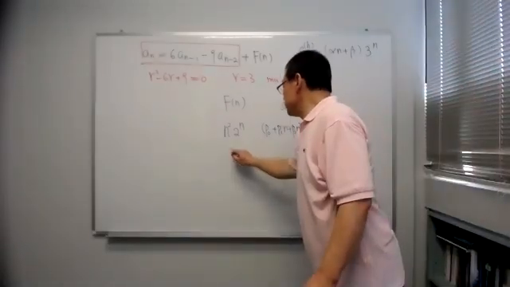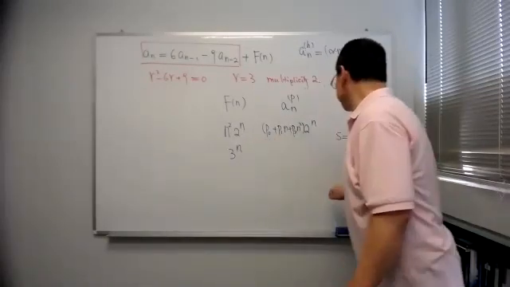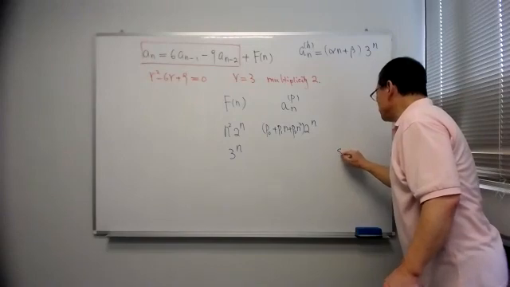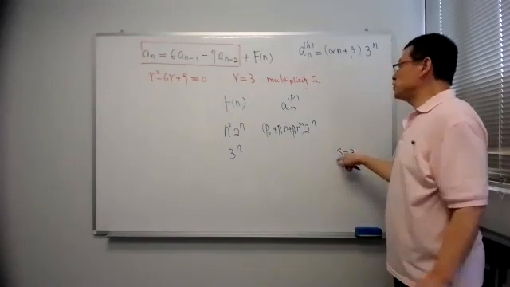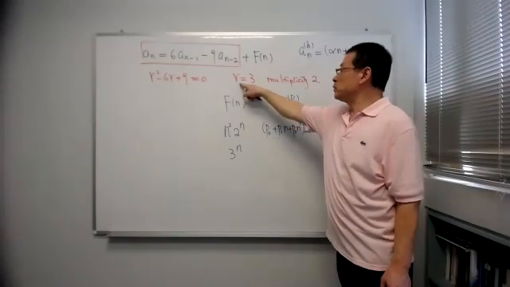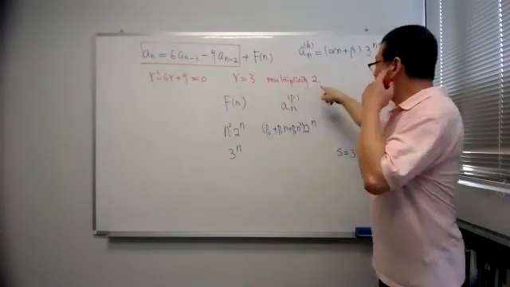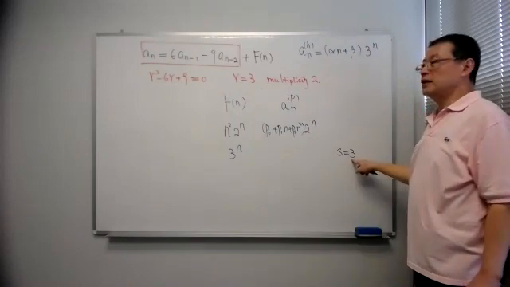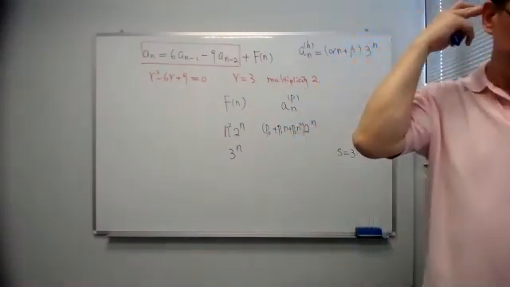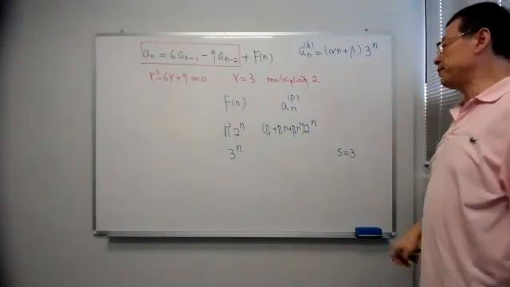Now consider another one, with 3 to the power n. In this case, s equals 3, which is the same as the root. The root is 3 with multiplicity 2. So here it is 3. Now this form needs to be multiplied by n squared.